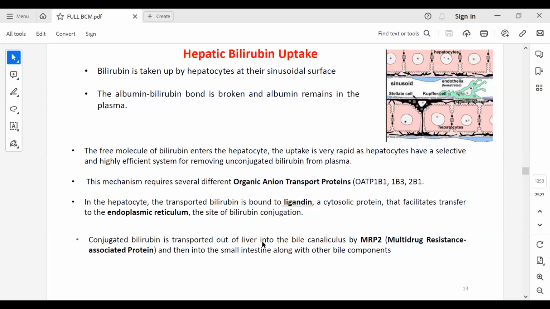So most of the bilirubin is bound to ligandin, which is a cytosolic protein, and it facilitates the transfer to the endoplasmic reticulum and the site where the bilirubin will be conjugated. And then that conjugated bilirubin will leave out of the liver by the bile canaliculus by multidrug resistance associated proteins, and then into the small intestine.